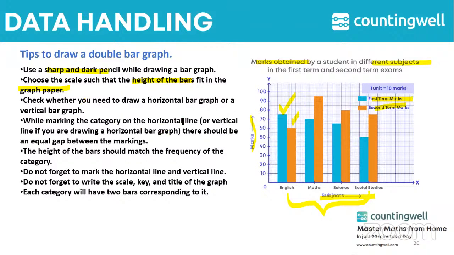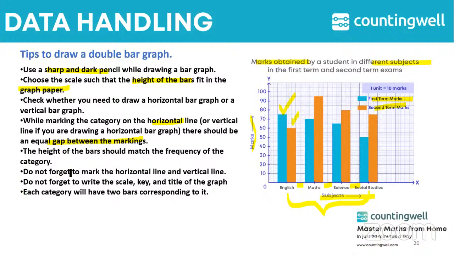While marking the category on the horizontal line, there should be an equal gap between the markings. Okay. So here you can see after these two bars, we have one gap and this gap should be uniform. And this is to differentiate between the set of bars. Also, the height of the bar should match the frequency of the category.